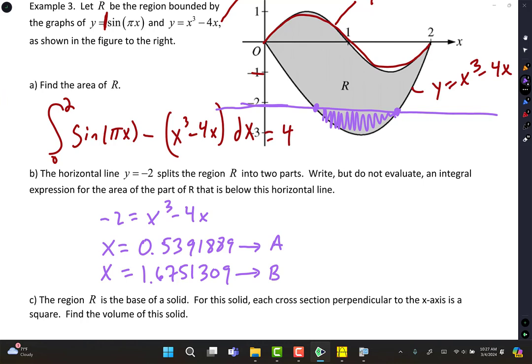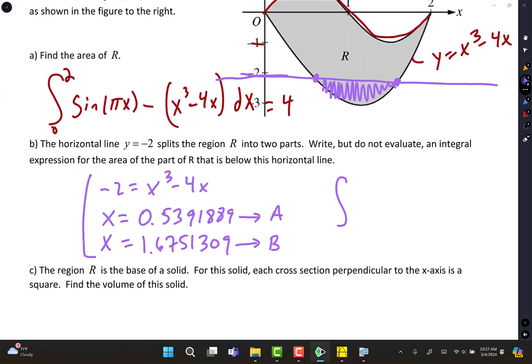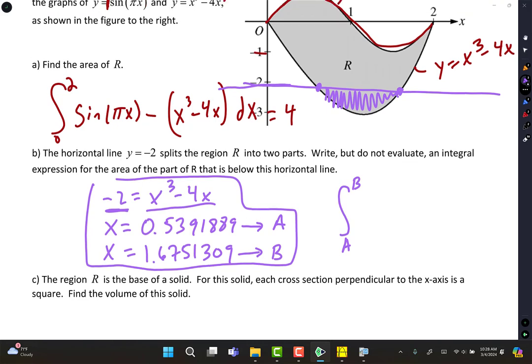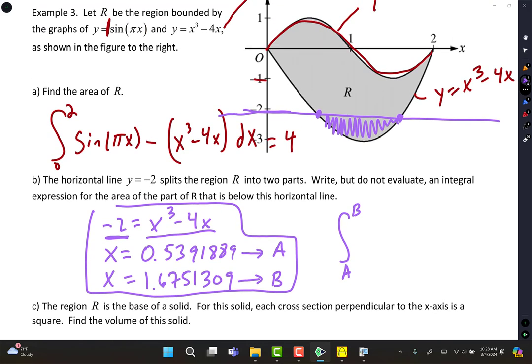So then here I go. I'm going to go integral. Oh, by the way, guys, look, you don't have to show any work other than you set the negative 2 equal to that expression, and those are the x values where that happens. All right. A to B, you can also type in the numbers, 0.5391, and so on. And then what line comes first, top to bottom? Negative 2 minus parenthesis x cubed minus 4x, close it, dx.